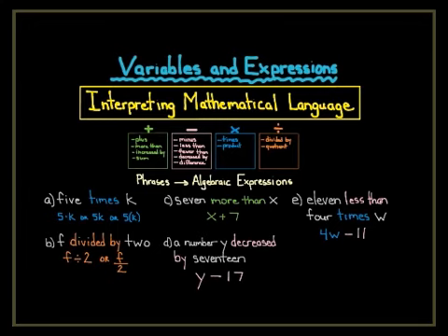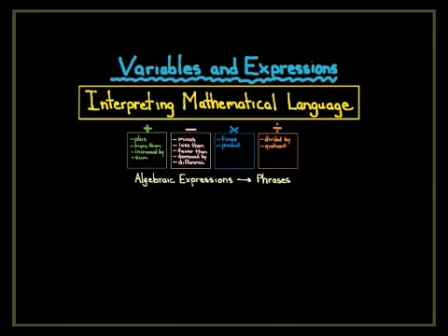Lastly, we're going to go in reverse order. So we'll look at algebraic expressions and turn them into phrases. So I'll do a few examples. First one, 12 plus t. Since we know it's addition, we could look at the addition box and choose a word or phrase. I'll start with sum. Sum of 12 and t would be a phrase to represent that expression.